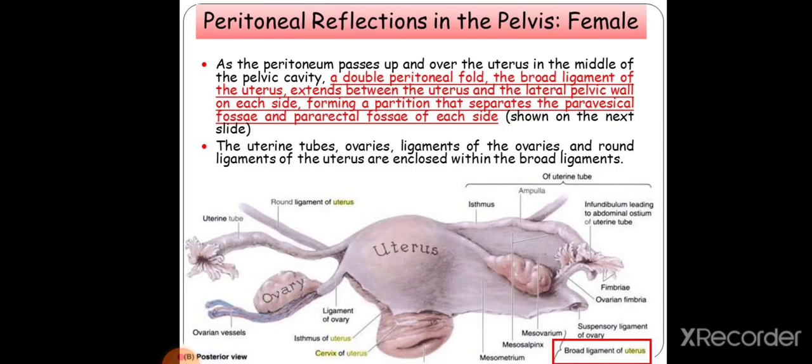Then the peritoneal reflections in the pelvis. As the peritoneum passes up and over the uterus in the middle of the pelvic cavity, a double peritoneal fold, the broad ligament of uterus, extends between the uterus and the lateral pelvic wall on each side, forming a partition that separates the paravesical fossa and the pararectal fossa on each side. The uterine tube, ovaries, ligaments of ovaries and round ligament of uterus are enclosed within the broad ligament.